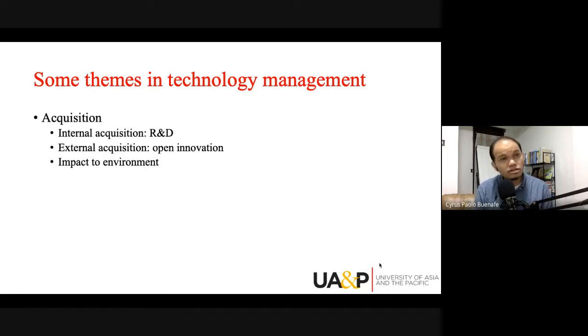Now, another theme would be technology acquisition. There are two types of technology acquisition. You have internal acquisition, which is your typical research and development, R&D. That's how you acquire technology: you try to learn how to do things, then you eventually develop the technology internally. But you can also acquire technology externally. It's not coming from you, but from outside. This is the realm of open innovation. And you will try to understand the difference between R&D and open innovation. We will try to understand the mix. Now, how much of your organization has to be R&D and how much has to be open innovation?